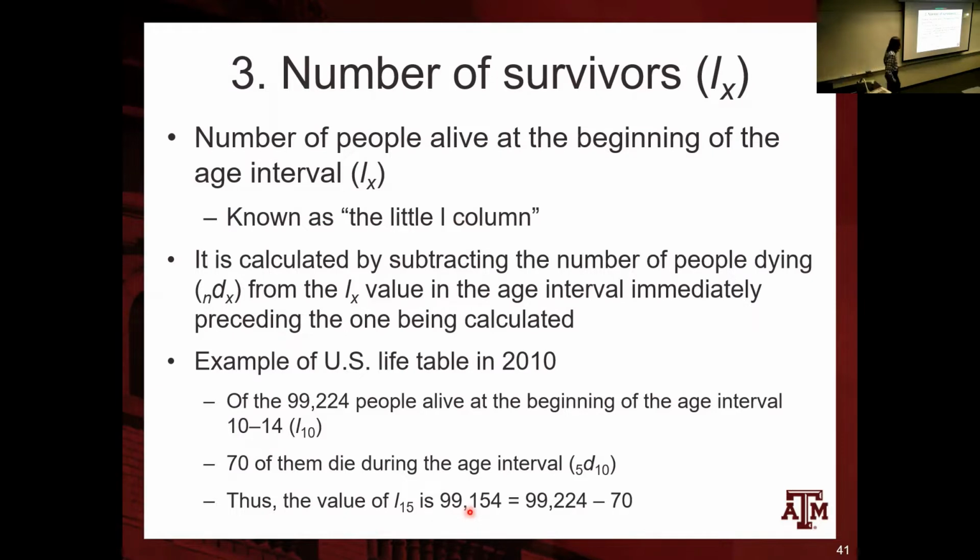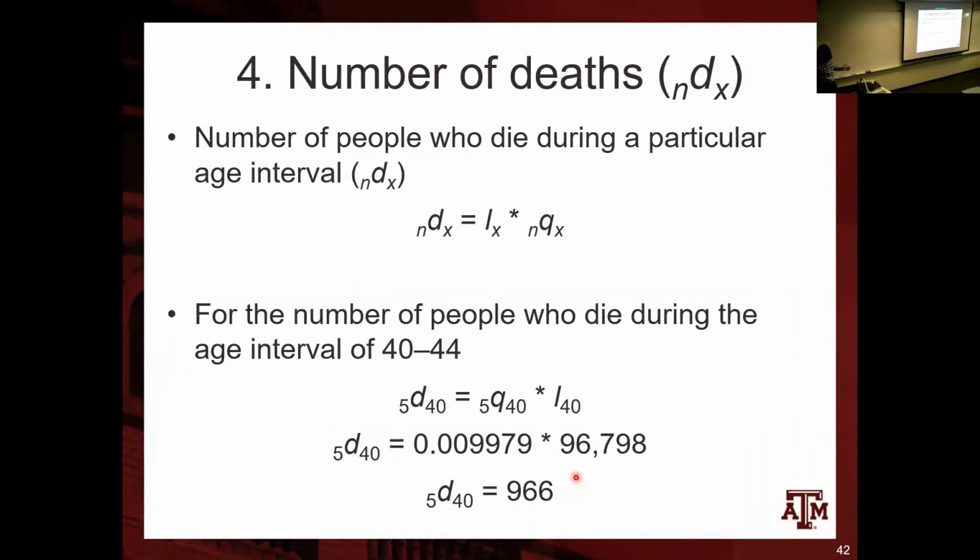So we will have exactly 99,154 people reaching age 15, because 7 of them died between the ages of 10 to 14, symbolized by the D10-5. And the 5 includes 10, so that's the age group of 10 to 14. Number of deaths is number of people dying within that age group. That's why we have the interval DXN. And DXN equals number of people who survive to the beginning of the age group multiplied by the probability rate of people within that age group.